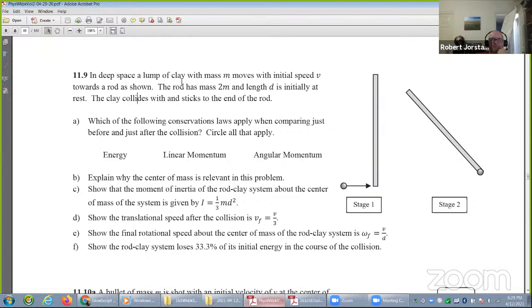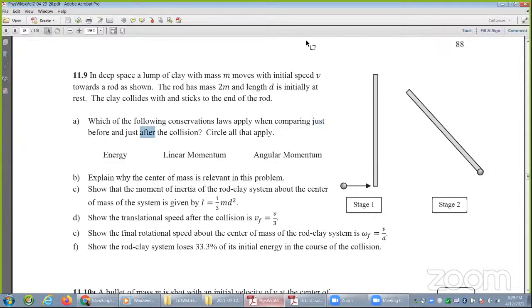All right, next. The rod has some mass and length. The point mass has some mass and speed. The clay collides with and sticks to the end of the rod. Which of these conservation laws apply, people? Just before to just after. Go ahead. Angular momentum.